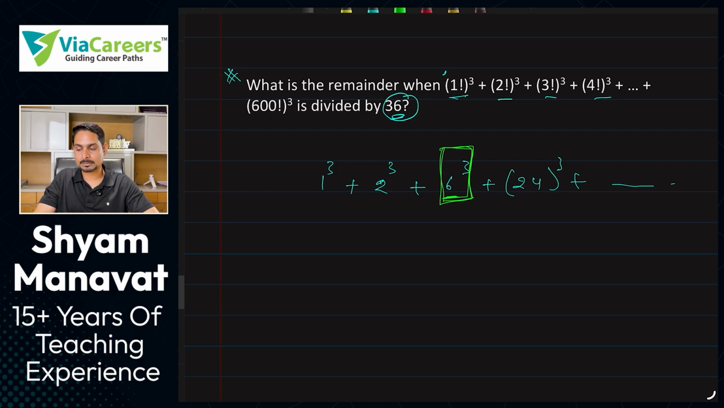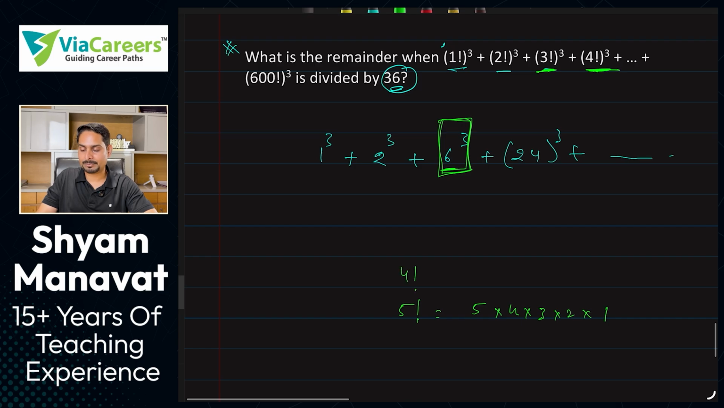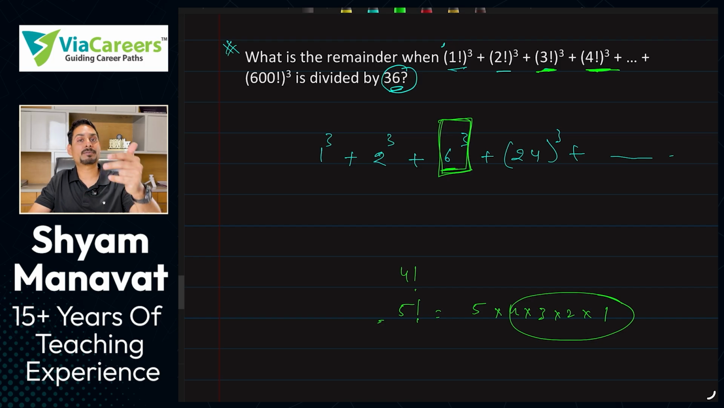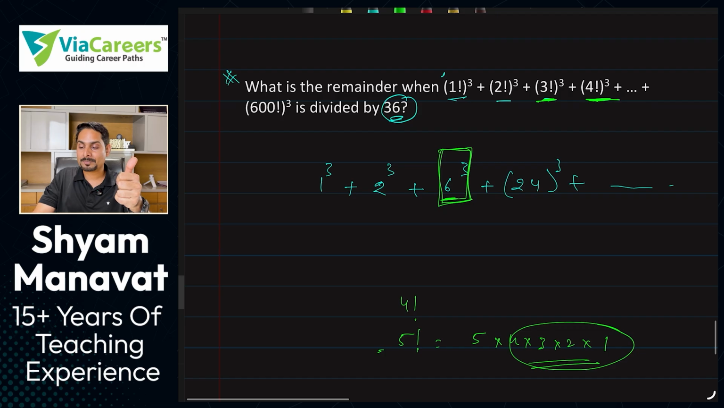So any term here which is more than 3 factorial will definitely have 3 factorial in it. Did you understand? देखो 5 factorial क्या होता है? 5 into 4 into 3 into 2 into 1. So any factorial which is more than 4 factorial will definitely have 4 factorial inside it. Did you understand? So any factorial which is more than 3 factorial here will have 3 factorial in this, right?